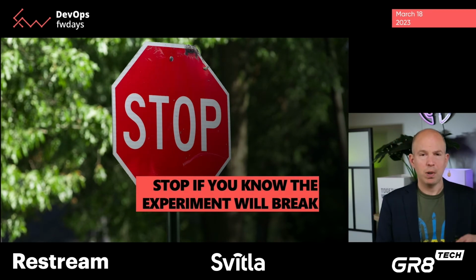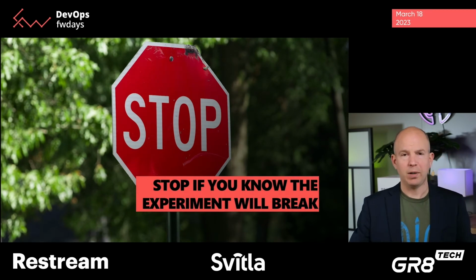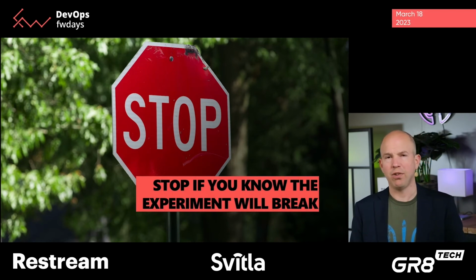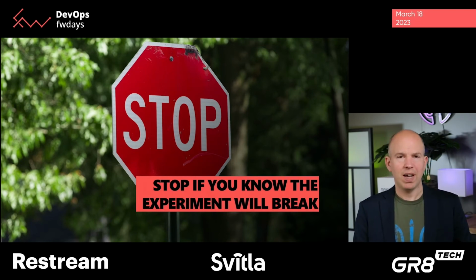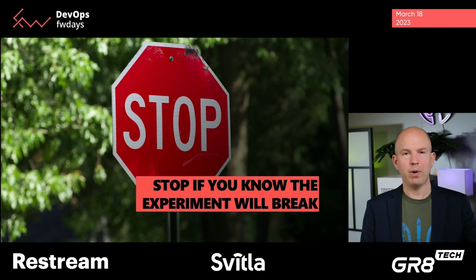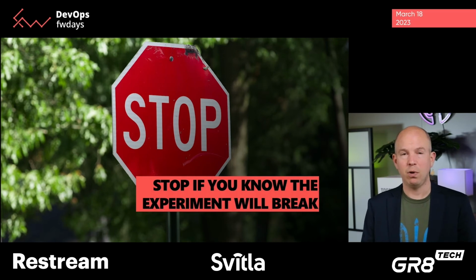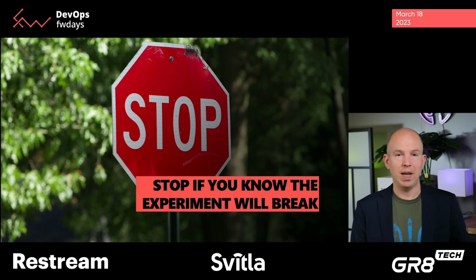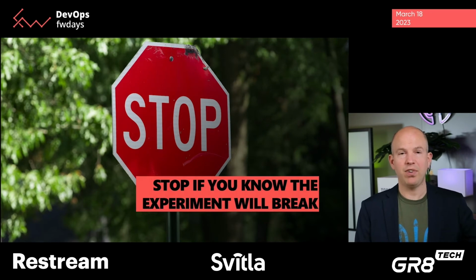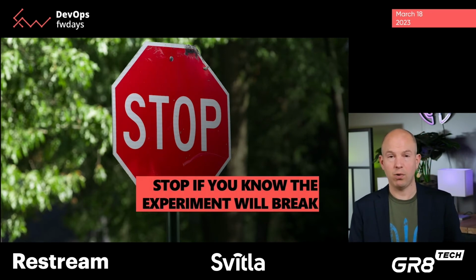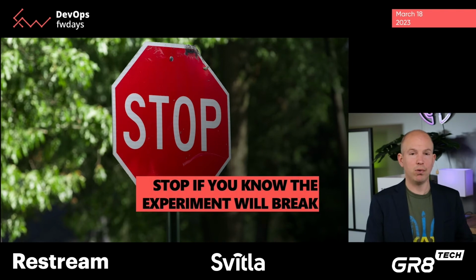Never do experiments that you already know will break. If you know that if our database goes down, then our application does not work anymore, we don't have to do an experiment because we already know that it will fail. You can skip immediately to the fix phase where we start implementing these resiliency patterns to make our application actually able to withstand these conditions, if that's important to your business case.